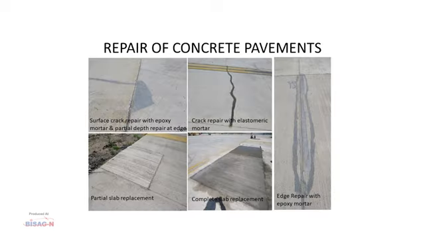Again, a few pictures depicting methods of crack repairs. Here you can see a small crack which has been repaired by the epoxy material. Here you can see a portion of slab which has been repaired by the epoxy material up to partial depth. Here you can see a crack repair done with elastomeric material. Here you can see a partial slab replacement. Here you can see a complete slab replacement, and again an edge repair done with the epoxy mortar.